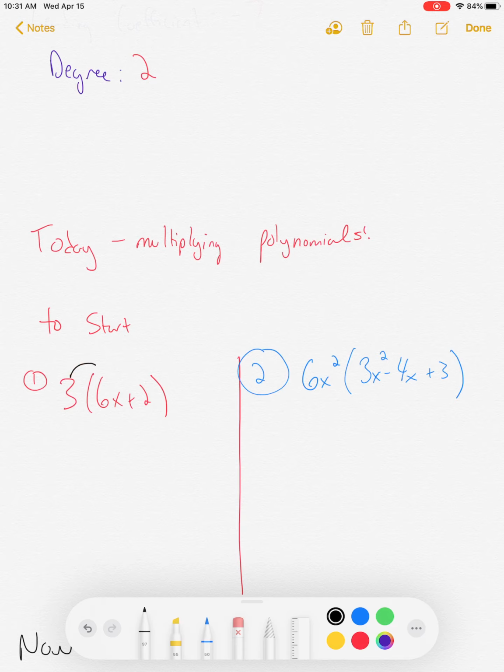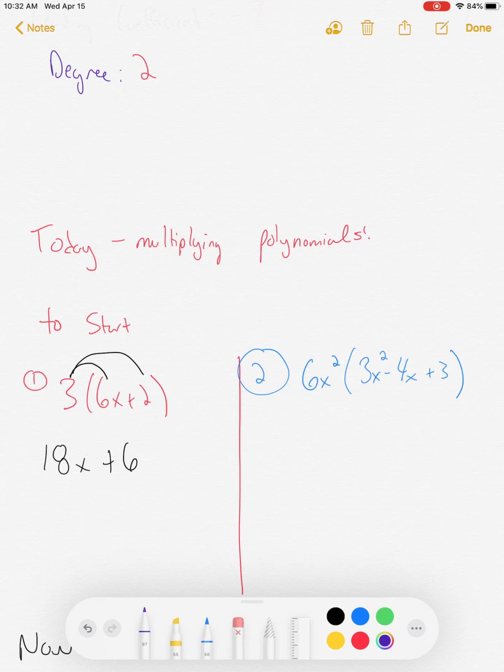Okay, the first problem. Again, we talked about distributing the 3, so I'm going to do 3 times 6x. That would give me 3 times 6 is 18x. Next up, 3 times positive 2 would give me plus 6. Boom, just distributing. If you don't have a calculator at home and you don't want to use your phone, you can also just type in like 3 times 2 into Google, and a little calculator will pop up on the screen. That's a good one to use. I've used that quite a bit, actually.